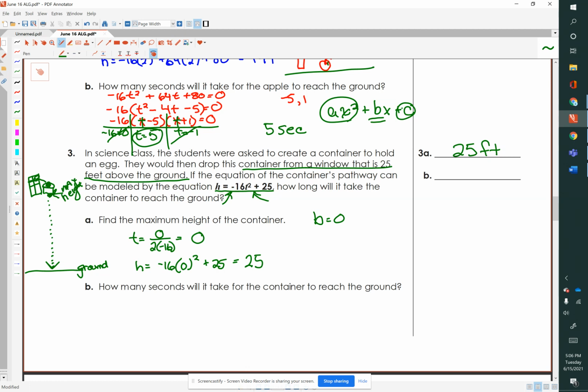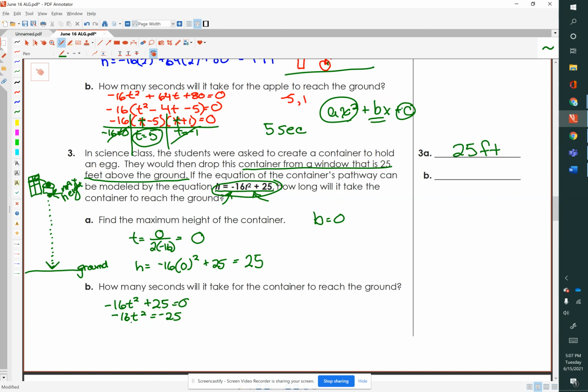Now, how many seconds will it take for the container to reach the ground? So now we're going to set this equation equal to 0. Negative 16 t squared plus 25 equals 0. First of all, I think what we want to do is move 25 over to the other side. So negative 16 t squared equals negative 25.